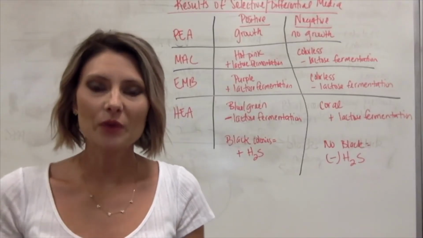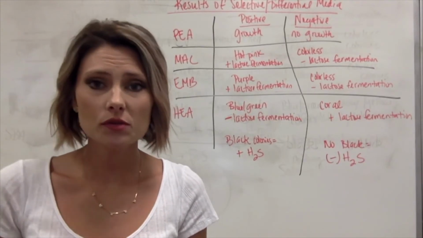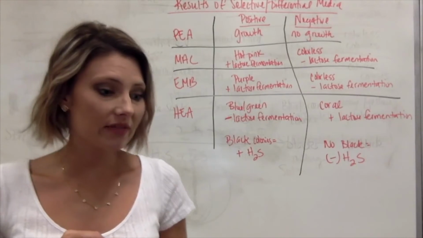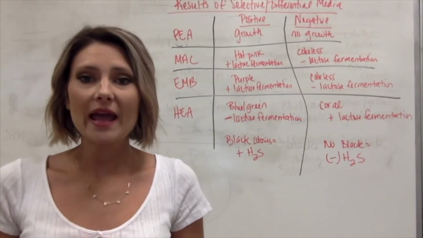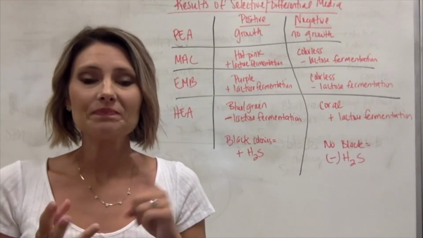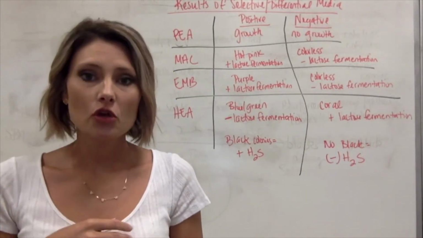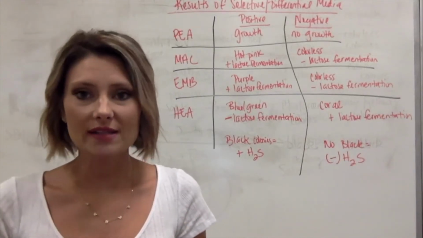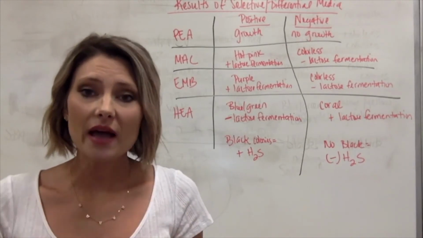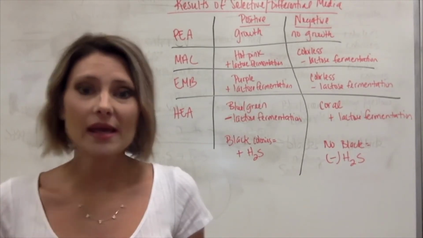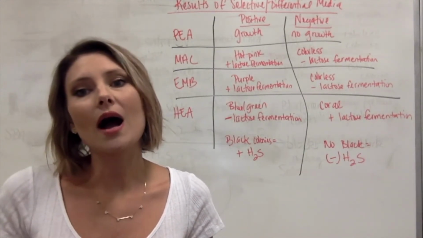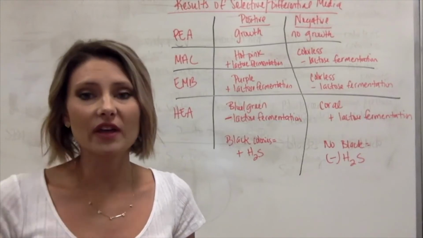Hey everybody, we are back here today to read our results for our selective and differential media. We let them incubate for 24 hours, and if you remember, we had 4 different kinds of media. We have PEA, MacConkey, EMB, and HEA. So the first plate that we are going to look at together today is going to be the PEA plate. And if you remember, in the last video, I told you that I group PEA by itself because it's the only one that is strictly selective. So I like to read it first because it's different than the other 3.